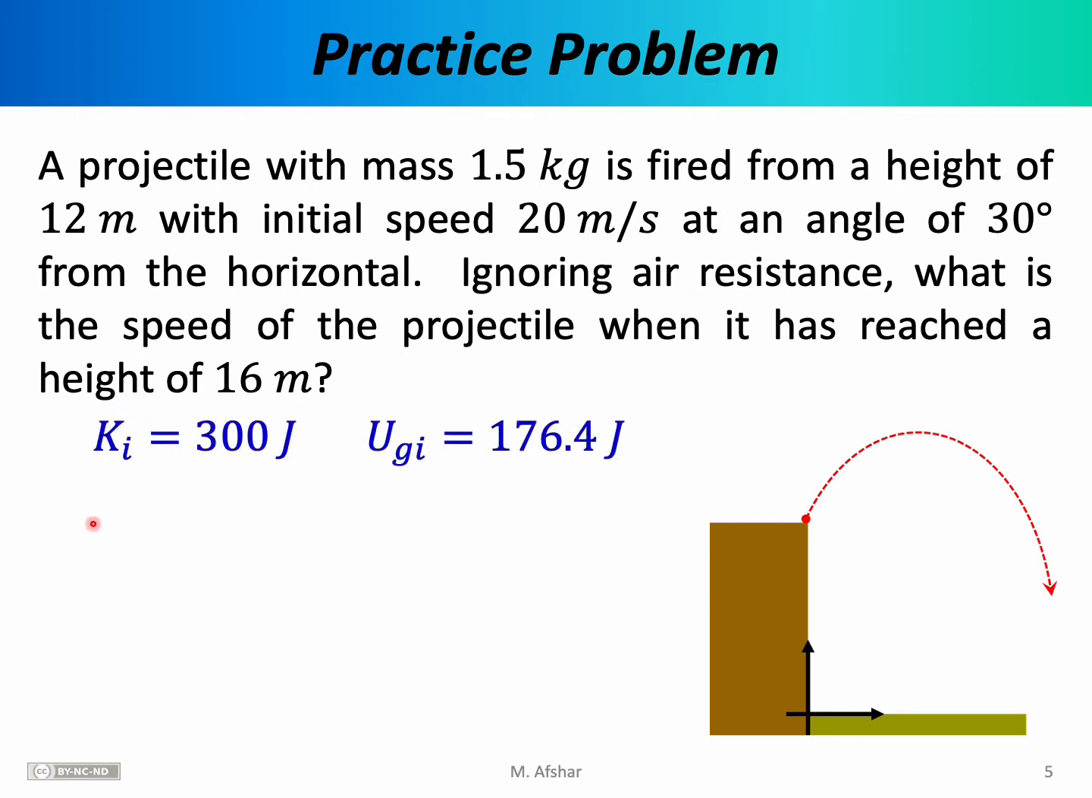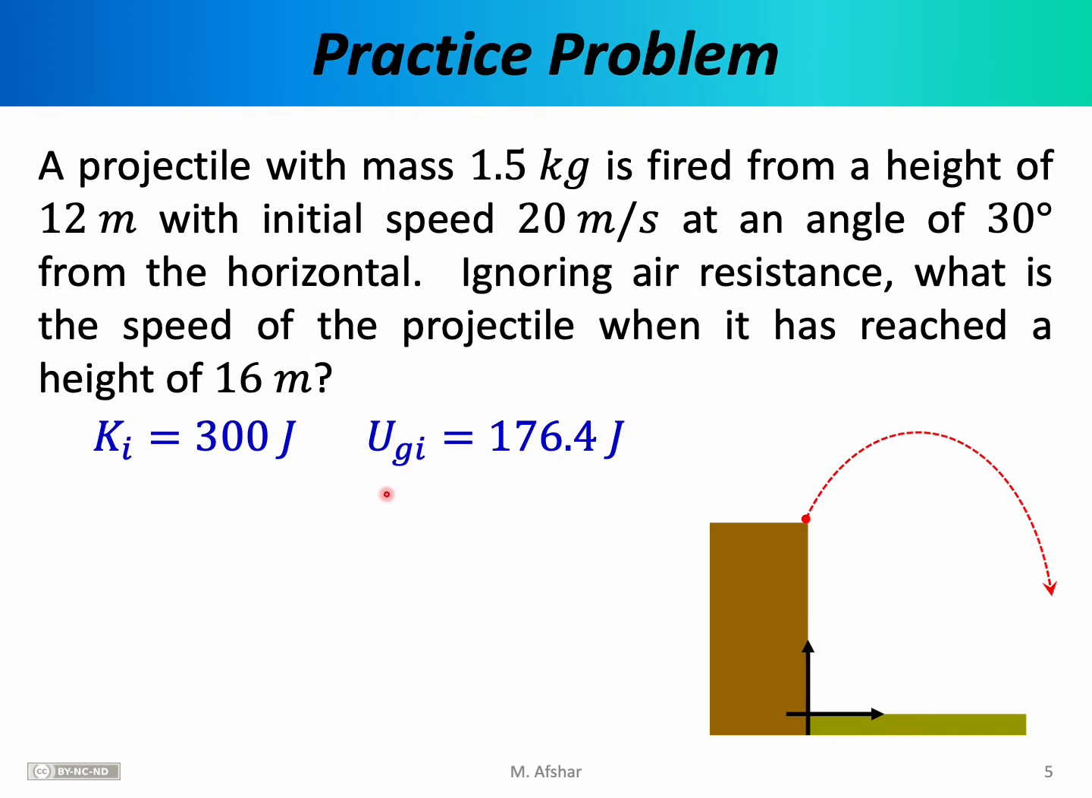We can calculate that the initial kinetic energy is 300 joules. I've calculated this number by using the formula 1/2 mv squared. M is 1.5, and v, of course, is the initial speed of 20. Plug that into your calculator, and you will see that the initial kinetic energy is 300.